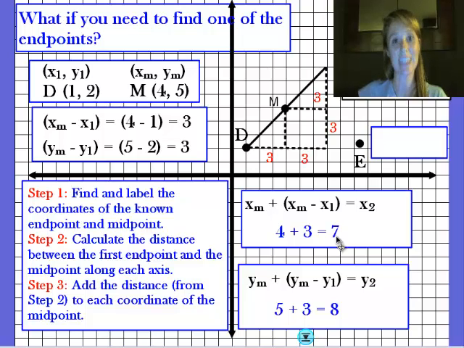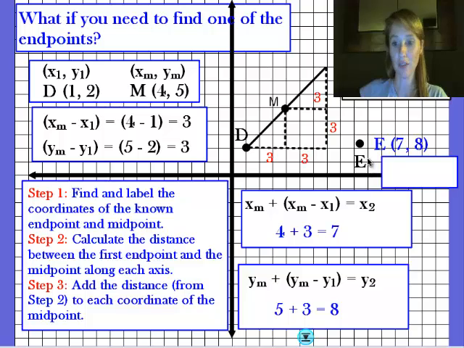Great. We're going to do the same thing for our y-coordinate. ym plus the distance traveled along the y-axis, 5 plus 3 equals 8. So the coordinates of my second endpoint are 7, 8. Perfect, guys. And that goes right here.